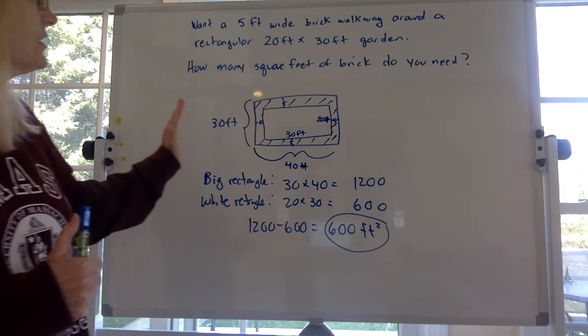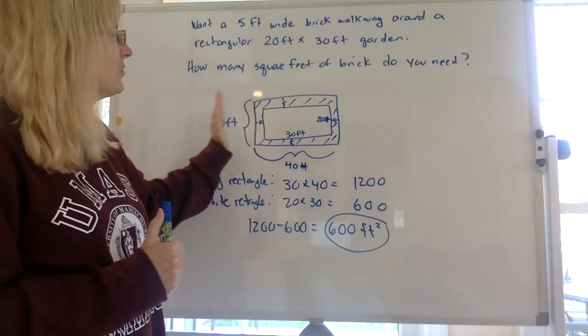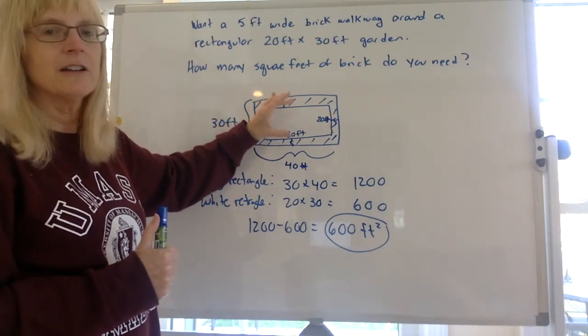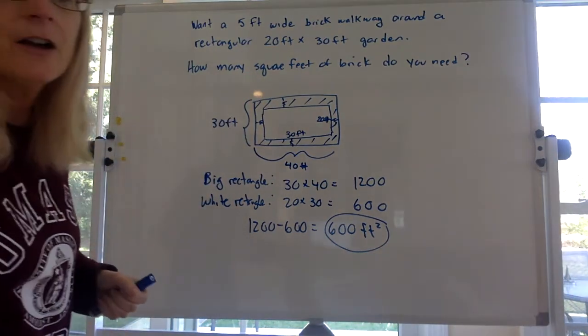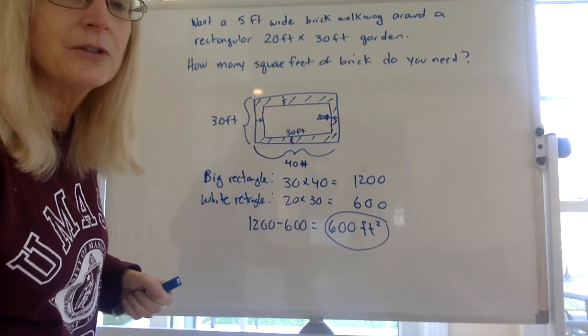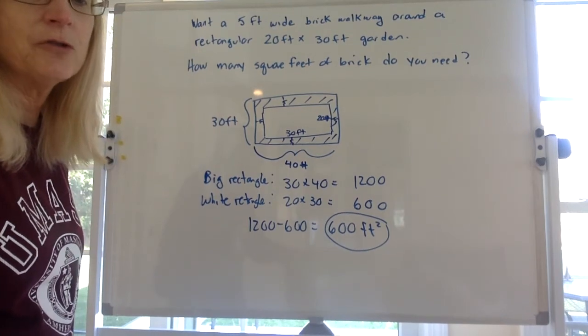All right, so this is a problem where you do a takeaway. You find the big area minus the inner area. I think that's it. So you might encounter some problems like that in the future. Hope it helps.